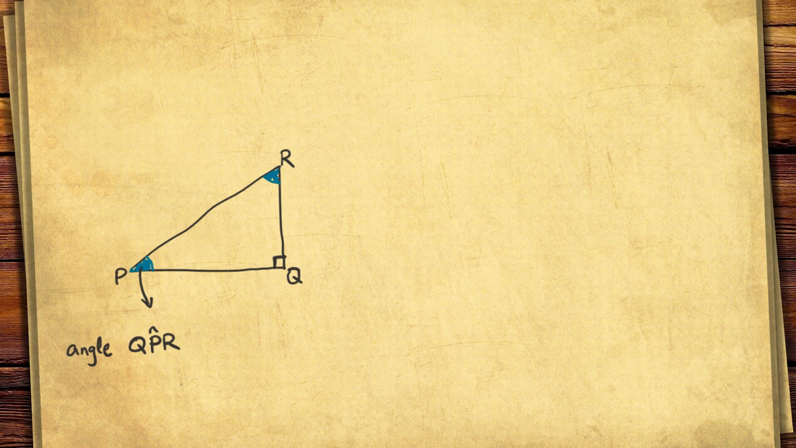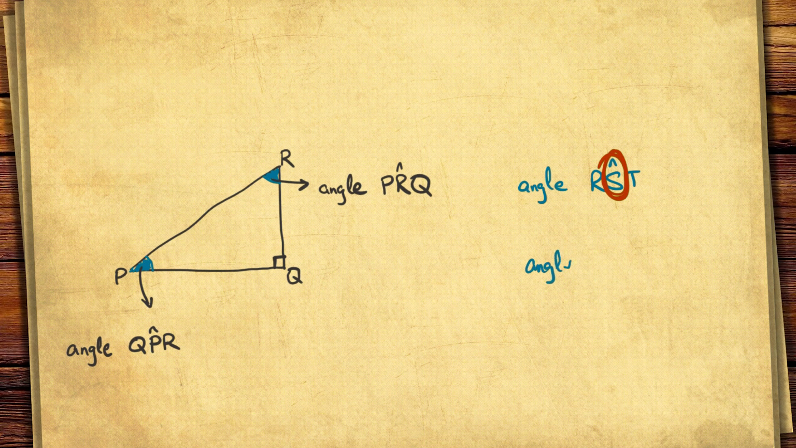In the same way, this angle R is between P and Q. So that is why we write R between P and Q, and we call it angle PRQ. So whenever an angle is written like this, angle RST, you know that the angle is at S. Angle ABC, the angle is at B.